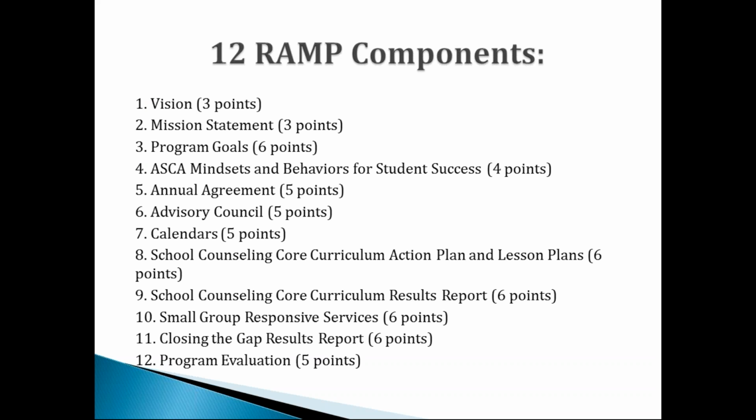So let's get into the meat of RAMP. There are 12 components. Last year was the first year that they had divided out the points, because the total is 60 points. So they divided out the points and weighted them based on what they felt were the different parts of the component, or different parts of the application. So the vision statement, when you're providing the vision statement, you're providing that vision statement for your school counseling program, your school, and your district vision statements.